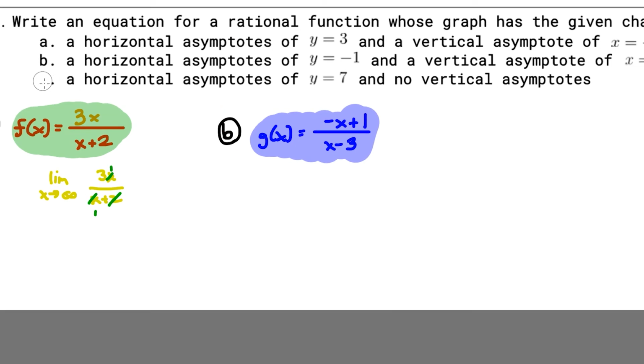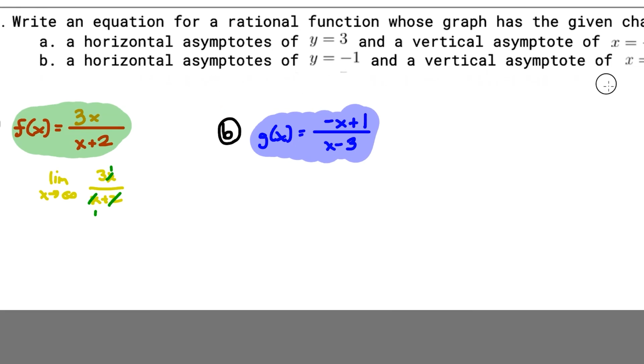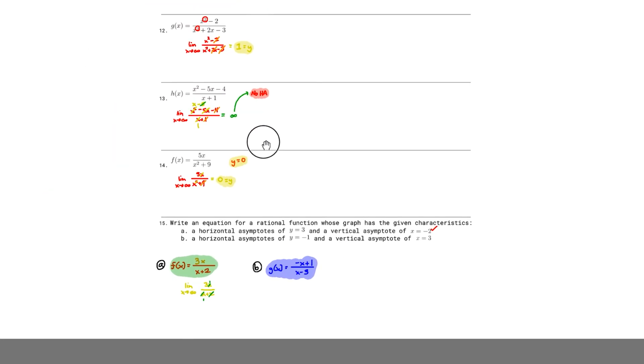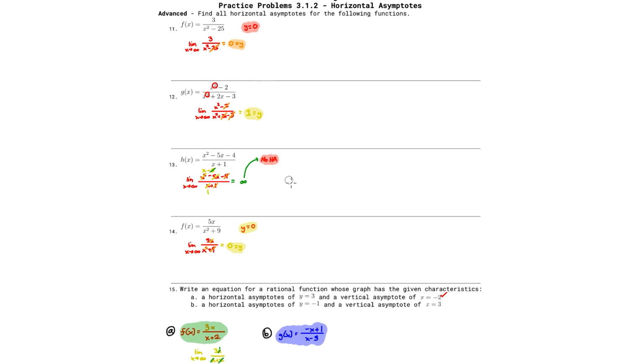And part C, I'm actually just going to get rid of because it's kind of beyond the scope of the class, so we're not going to worry about it so much. All right, so that is 5 example problems involving horizontal asymptotes.